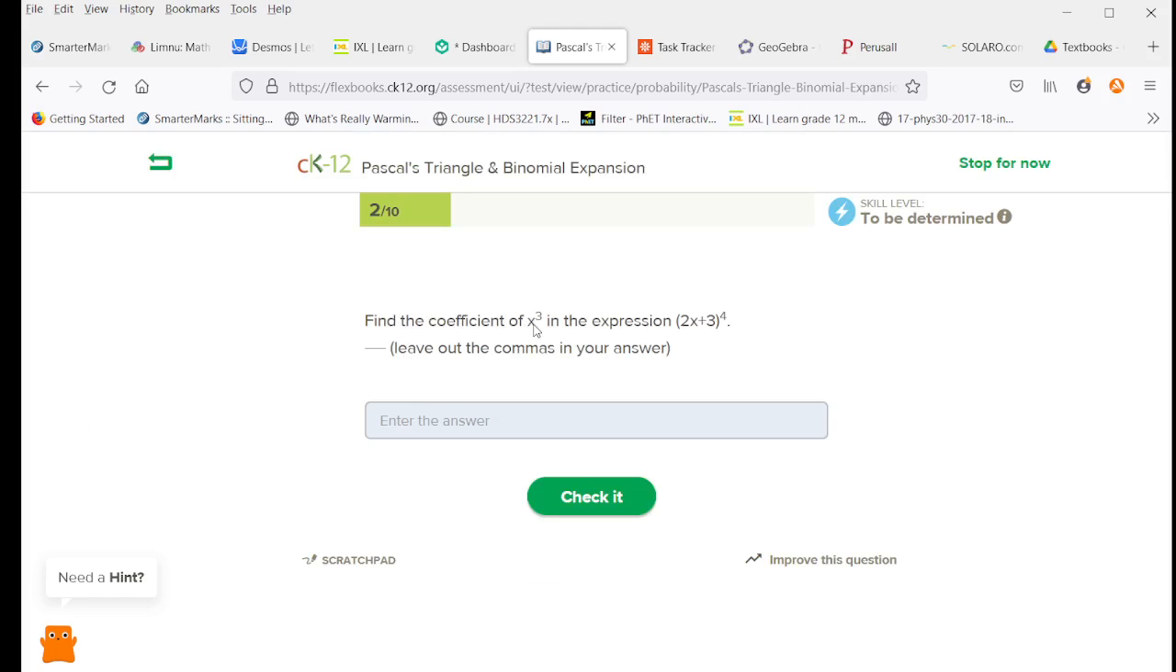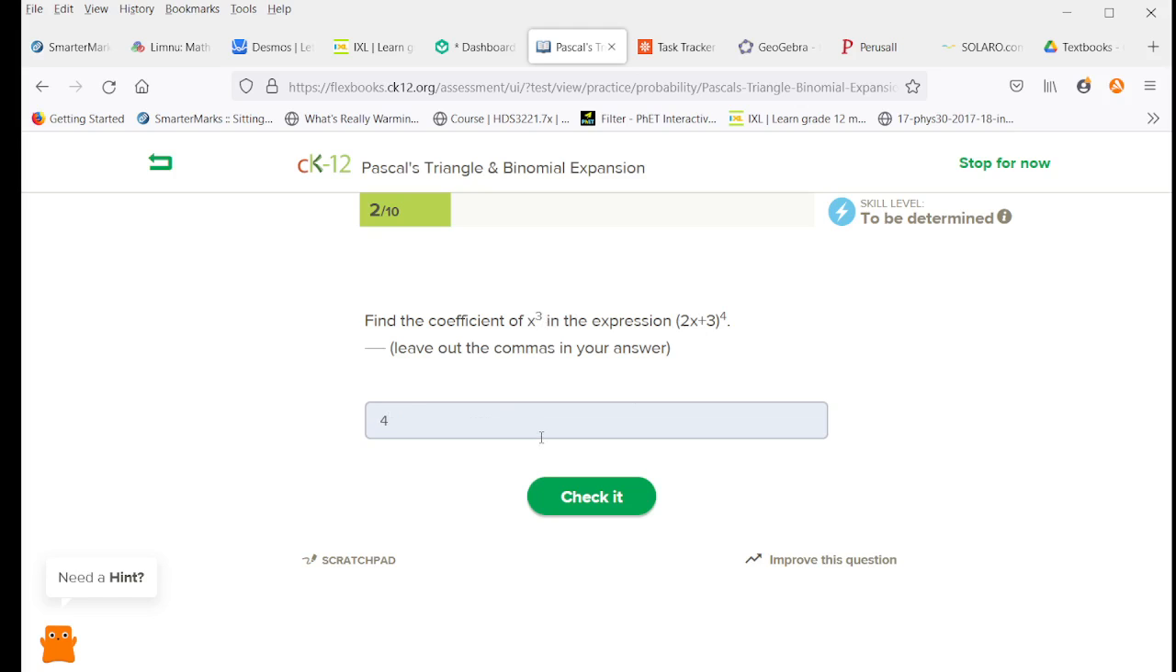So find the coefficient of x cubed. Here we're leaving out commas in your answer. So that just means if you have a 4-digit number, don't put the comma in, just write down the 4 digits. So when we're expanding this, if we have to have x cubed, the first term would be x to the 4th. So we're looking for the second term.